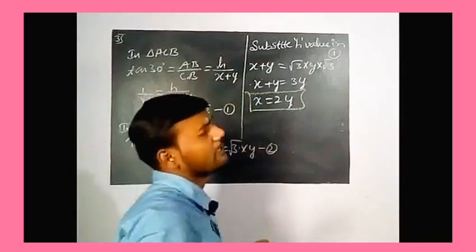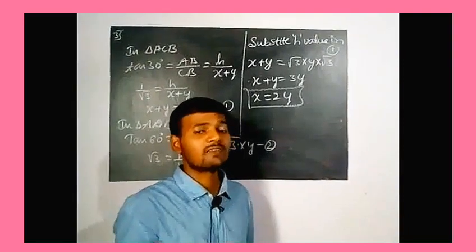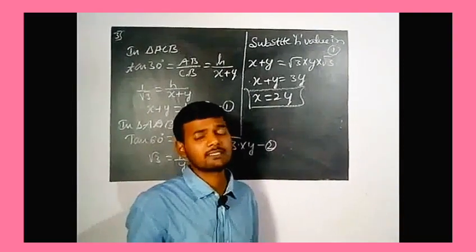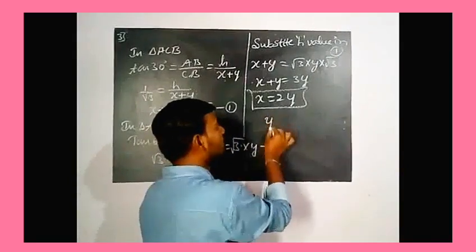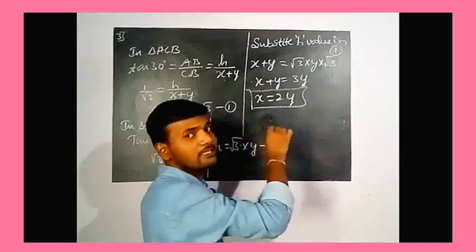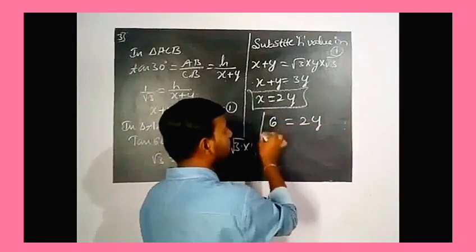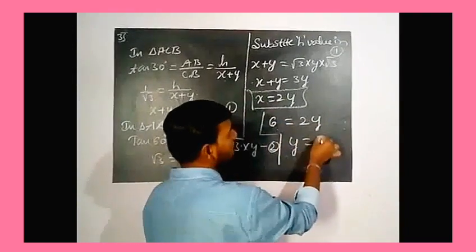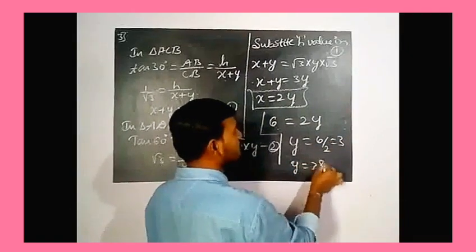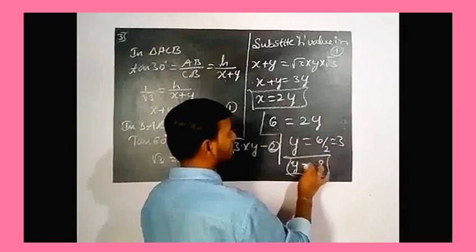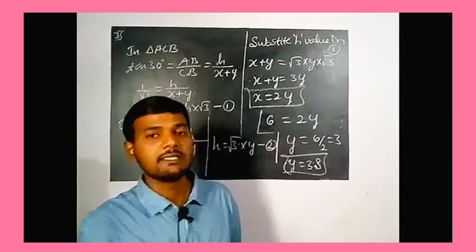That means the time taken to travel a distance of X is equal to 2 times the time taken to travel a distance Y. So the time taken to travel a distance of X is 6 seconds, which is equal to 2 times the Y. Then Y is equal to 6 by 2, that means 3 seconds. Y is equal to 3 seconds. The time taken to travel a distance of Y is 3 seconds.